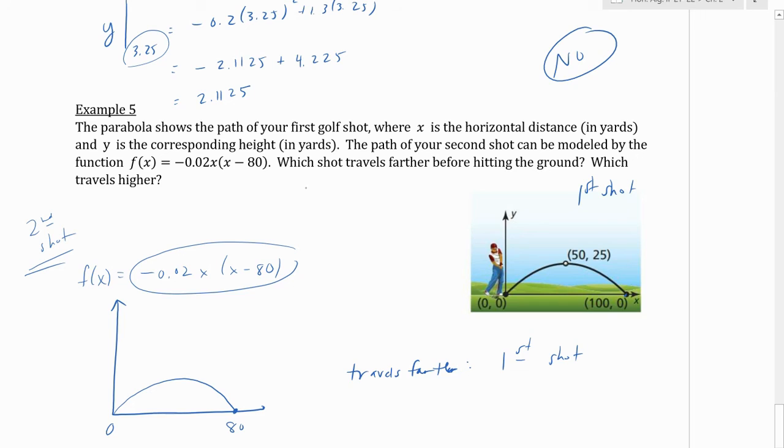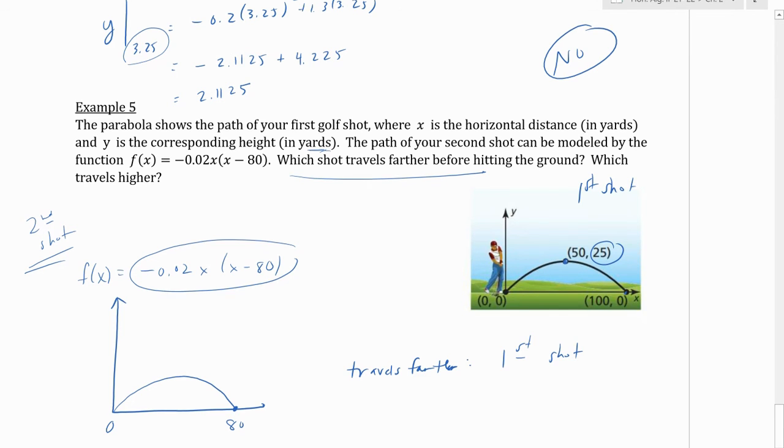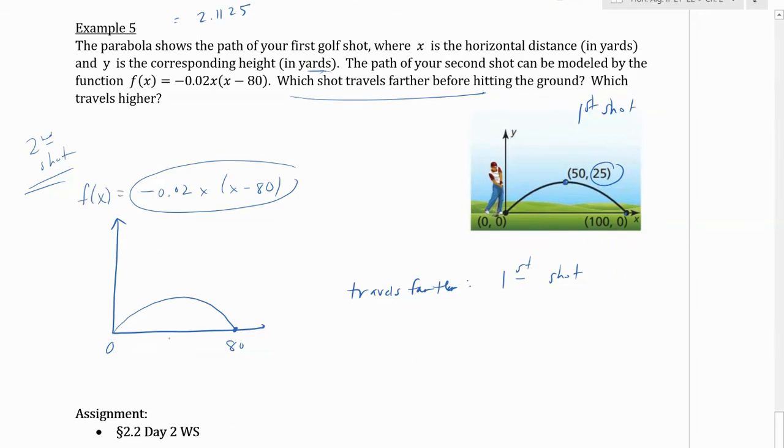Okay. Got that before hitting the ground. Which one traveled higher? Okay, well this one got to a height of 25 yards. This one, let's see how high it gets. So right halfway is going to be 40. That's going to be the maximum height when x is 40. So if I plug a 40 in, that's 2/100.